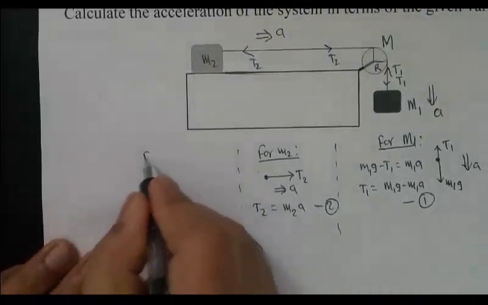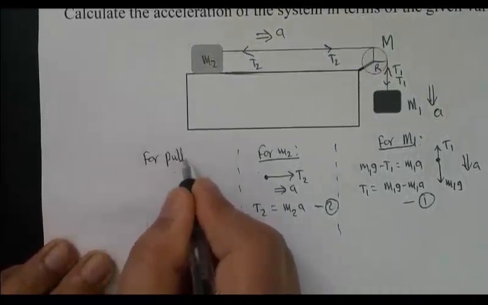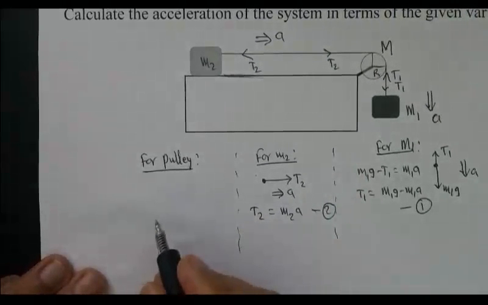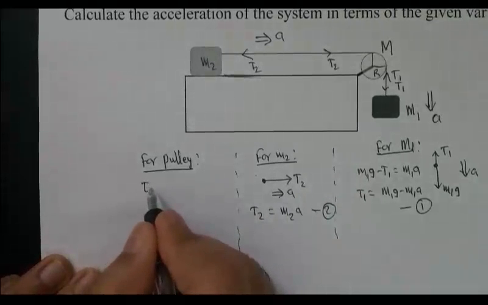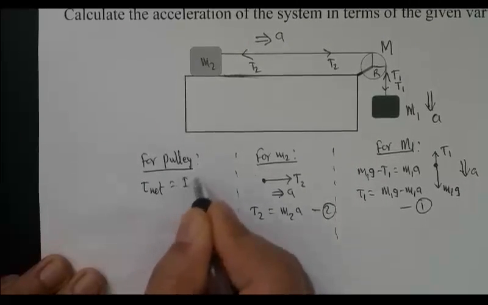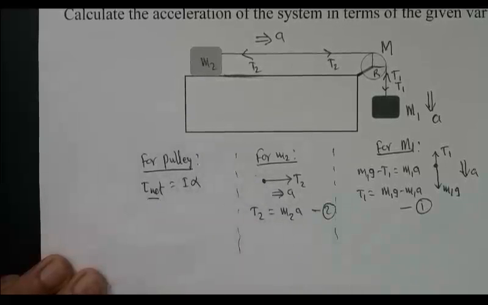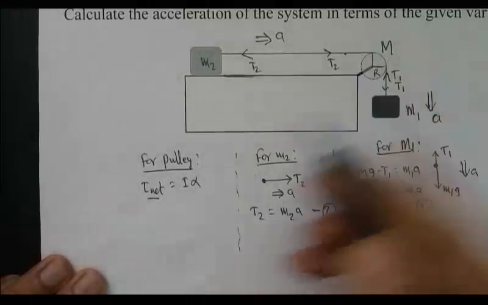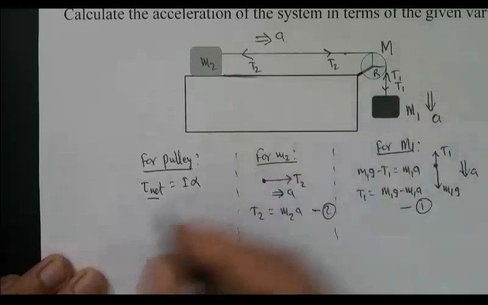Now you need one more free body diagram for the rotating system, which is the pulley. Now the pulley is rotating, so you need Newton's second law in the rotational system. So net torque is I times alpha. There are two torques: the torque produced by this tension, which is greater than the torque produced by this one, because this side is moving downward.